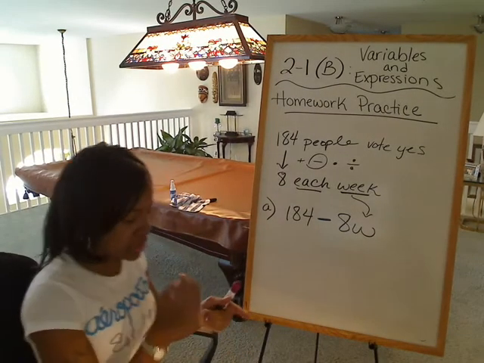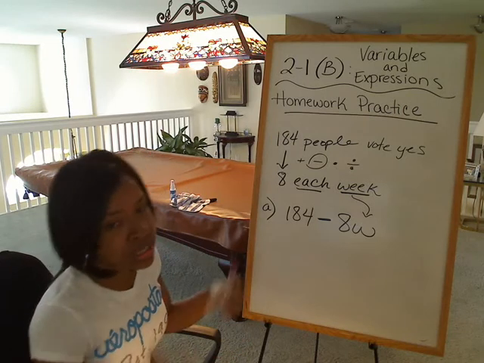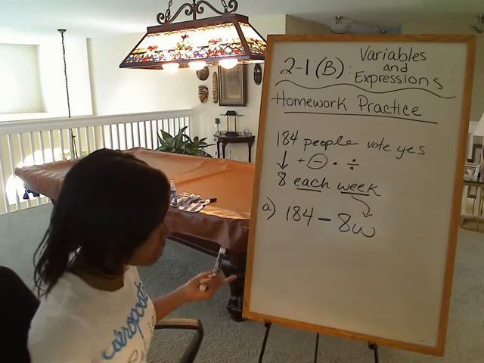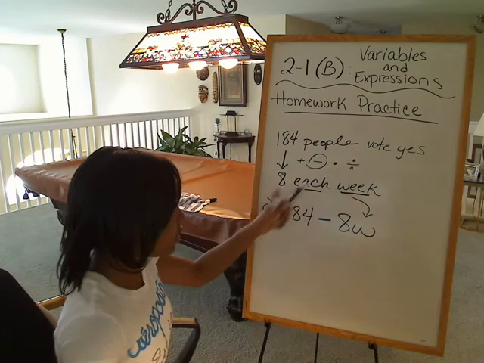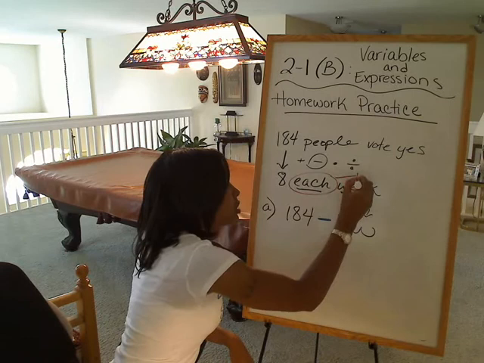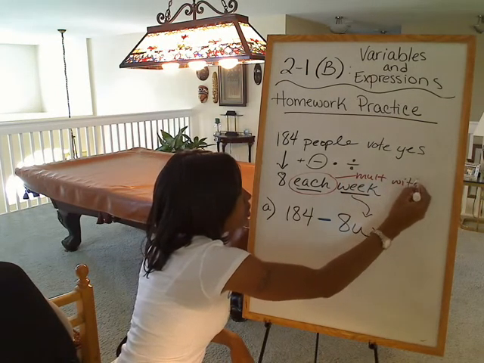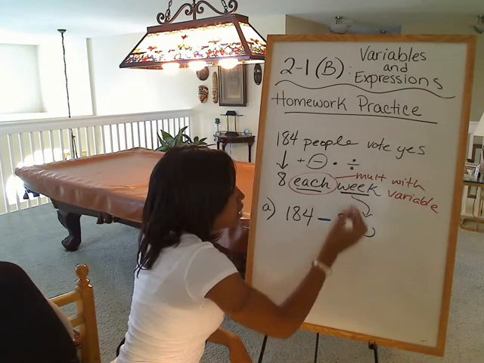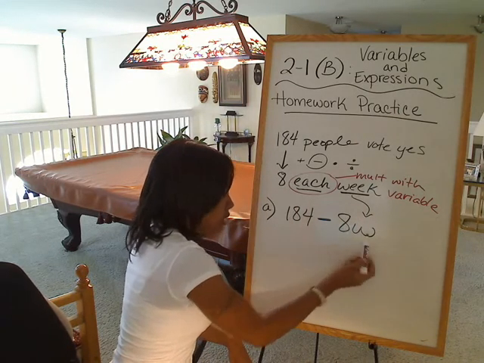Because say if it's 2 weeks, then that means it went down 16. If it's 3 weeks, it went down 24. If it's 4 weeks, it went down 32. Every week is going down by 8, so you're counting by 8s, 8 times tables. So it's 8 times the number of weeks. So when you see the word each, a lot of times that's your clue that it's going to be multiplication with the variable. Multiply with variable. So W stands for weeks. 8 each week means 8W.